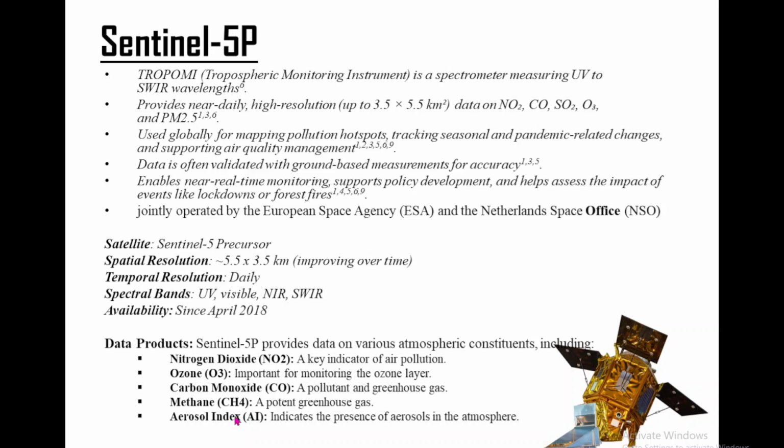Okay. Now, Sentinel 5P monitors a wide range of atmospheric components, which includes nitrogen dioxide, which is a marker of combustion for vehicles and industries. Then carbon monoxide, which indicates incomplete combustion. Then sulfur dioxide, which is associated with volcanic activities and fossil fuel burning. Then methane, which is a potent greenhouse gas from agriculture and waste.